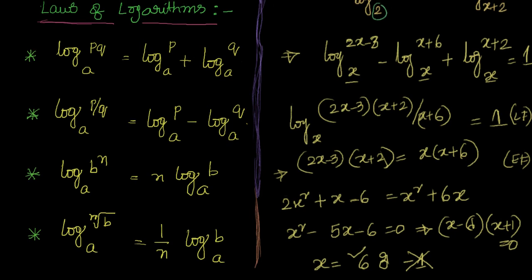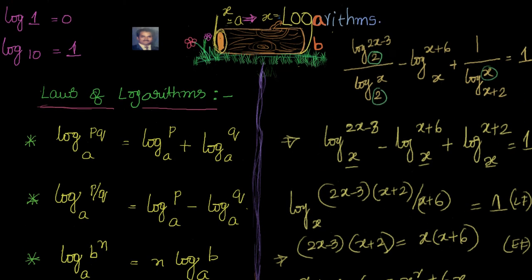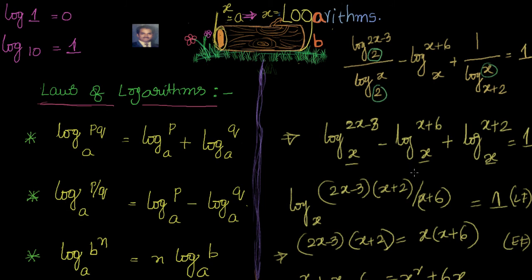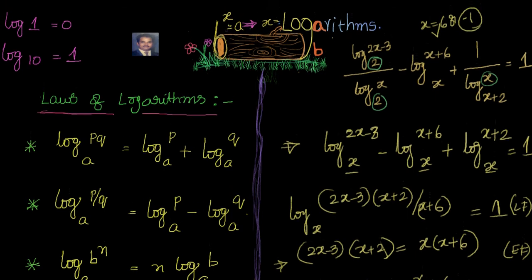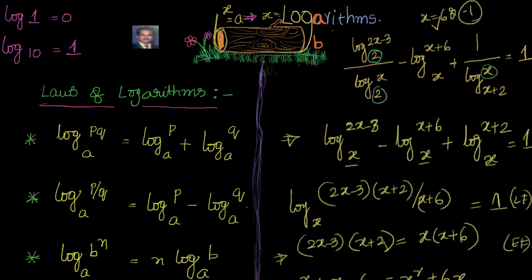But this is not correct. Why? Can you tell me why x is not equal to minus 1? Why can't I pick x as negative 1? We got two solutions, x equal to 6 or minus 1. I said x is only 6, not minus 1. Can you think about it? Think about it for a couple of minutes and see why.